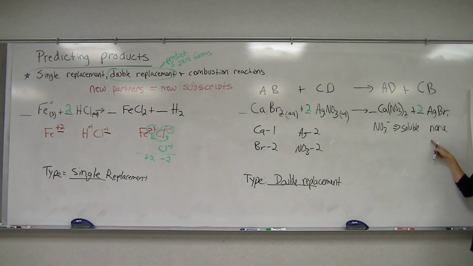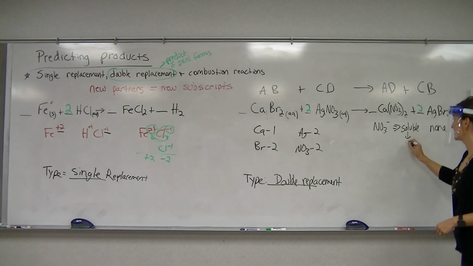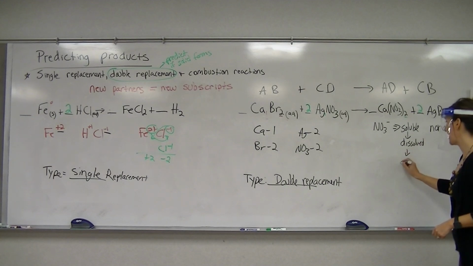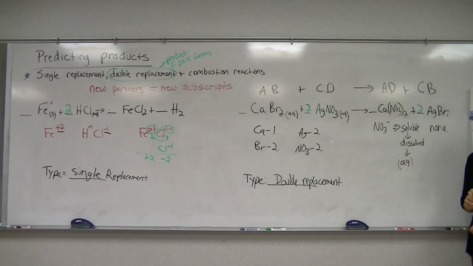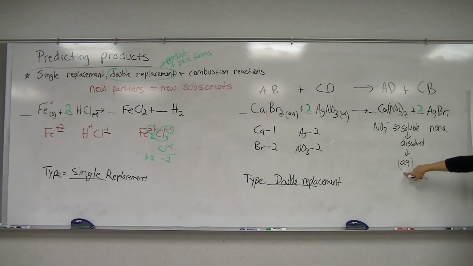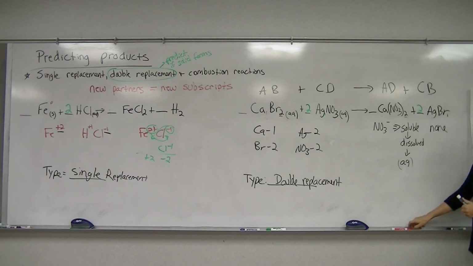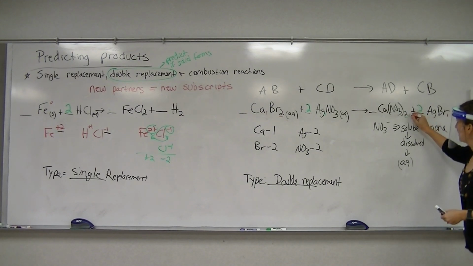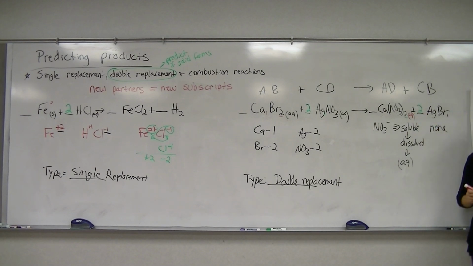Soluble means dissolved, so it means it's an aqueous solution. And since there's no exceptions, that means no matter what NO3 is attached to, it's going to be an aqueous solution all the time. Doesn't matter who its partner is. So what this tells me is that calcium nitrate is AQ, so that did not form a solid. Remember, AQ means dissolved.